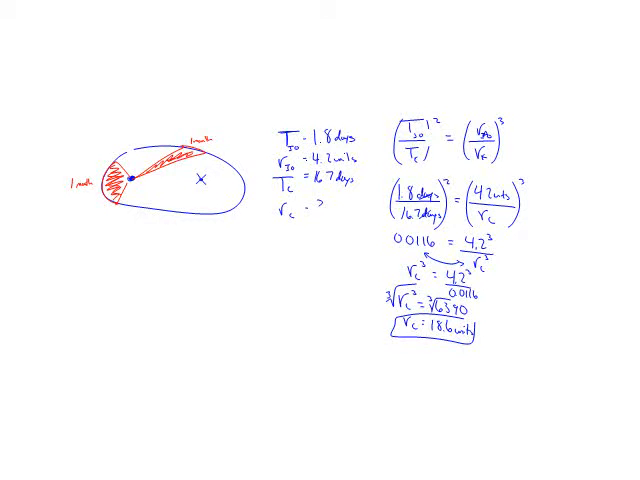And this G has these very strange units. Newton meters squared, kilograms squared. What's the NM? Newtons times meters squared over kilograms squared.